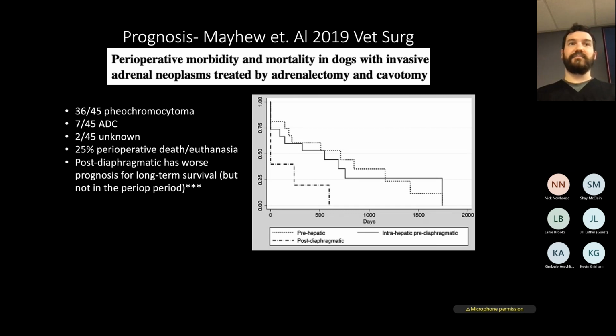Interestingly, not in the peri-op period. The majority of these cases, 36 out of 45, were pheochromocytoma, and that's consistent with the data that we've had earlier, where PHIOs tend to be more likely to have these thrombi. They did note a 25% perioperative death and euthanasia rate, which is pretty scary.